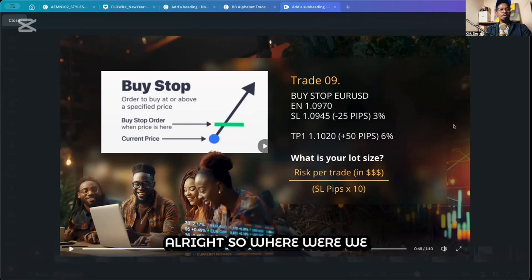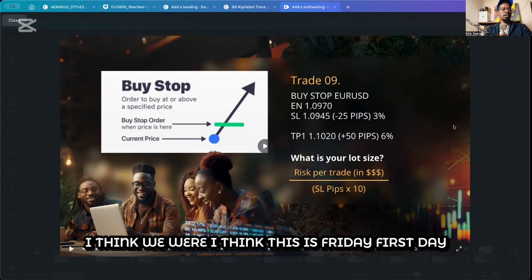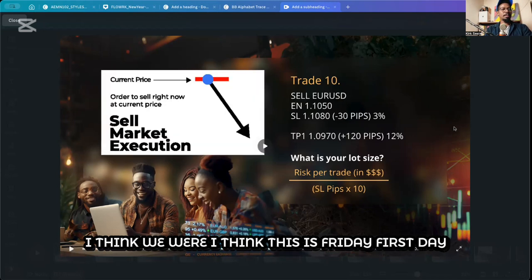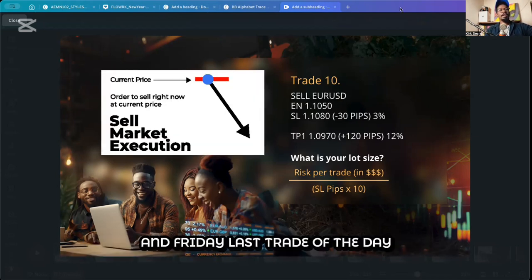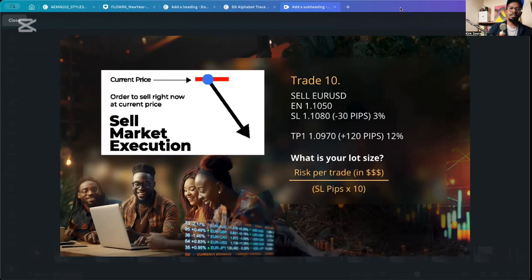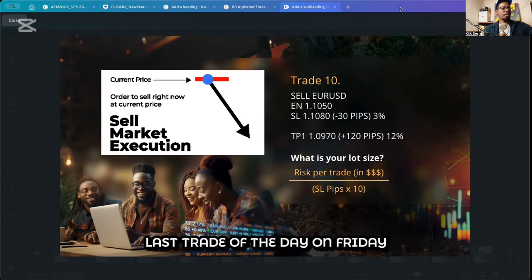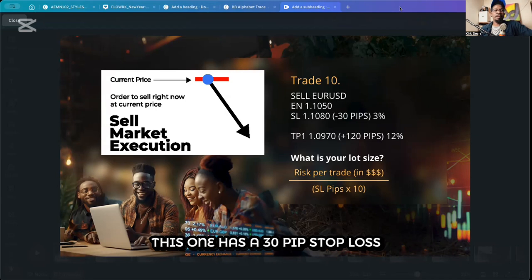All right. So where were we? I think this is Friday, first day. And Friday, last trade of the day. Last trade of the day on Friday, sell by market execution. This one has a 30 pip stop loss.